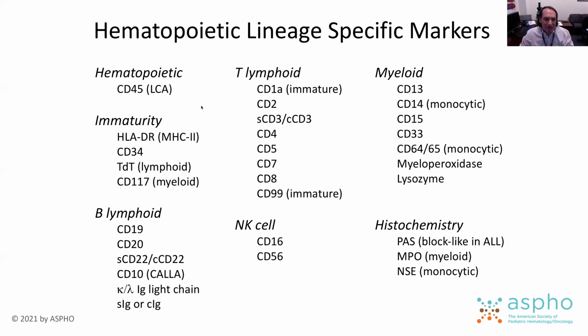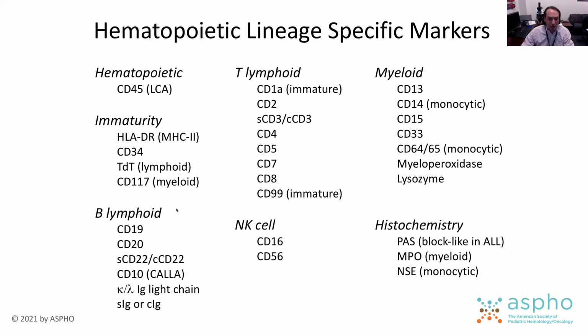So in order to understand hematopoietic classification, one really has to understand cell lineage markers. Hematopoietic cells are all characterized by the expression of CD45. Certain markers such as HLA-DR and CD34 are present both on immature lymphoid and myeloid lineages. TDT is present on immature lymphoid cells, and CD117 is present on immature myeloid cells.